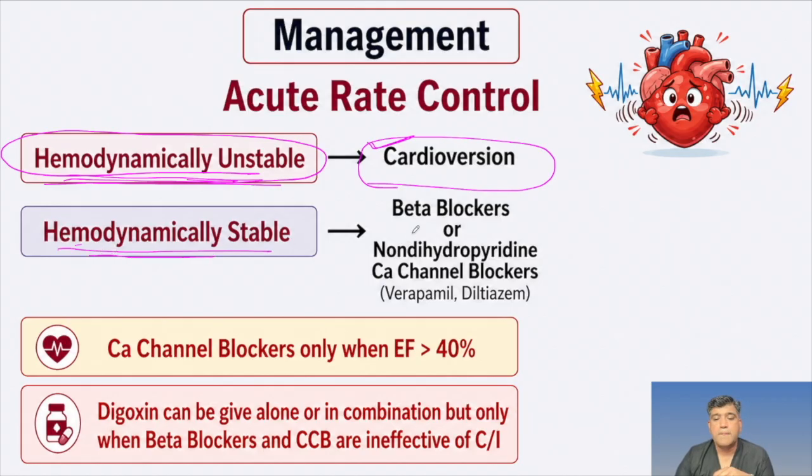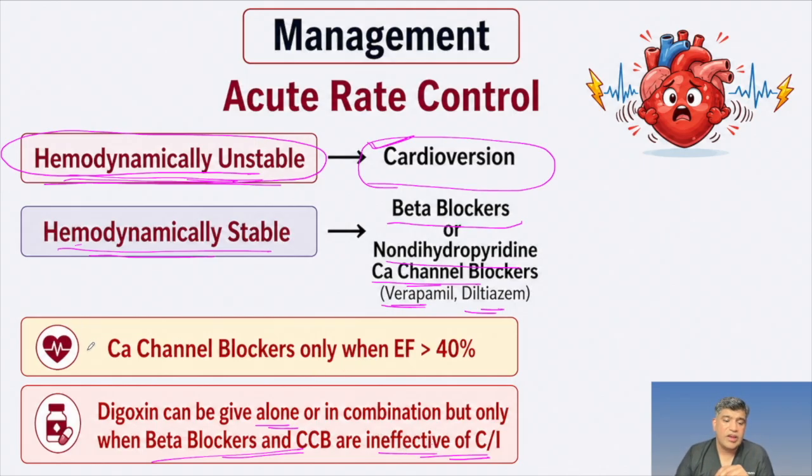For hemodynamically stable patients, beta blocker or non-dihydropyridine calcium channel blockers, verapamil and diltiazem. Digoxin can be given alone or in combination. Previously, we used to use digoxin very frequently in patients with AF, but now it is said they should be given alone only when beta blockers or CCBs are ineffective or contraindicated, or they should be given in combination with these drugs.